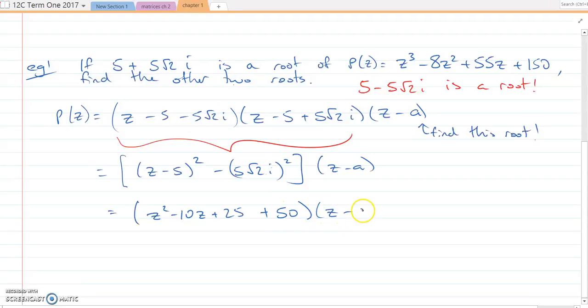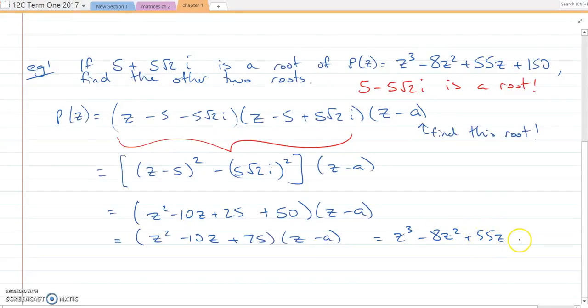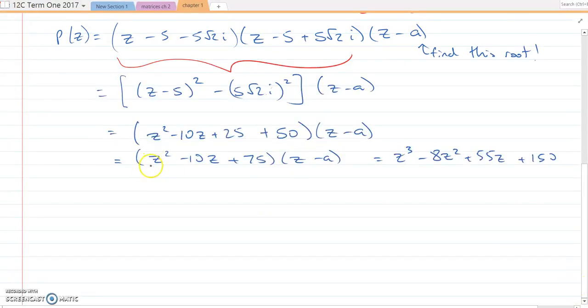Times z minus a, which equals z squared minus 10z plus 75 times z minus a. And all this has to equal z cubed minus 8z squared plus 55z plus 150. So again, let's multiply this out.